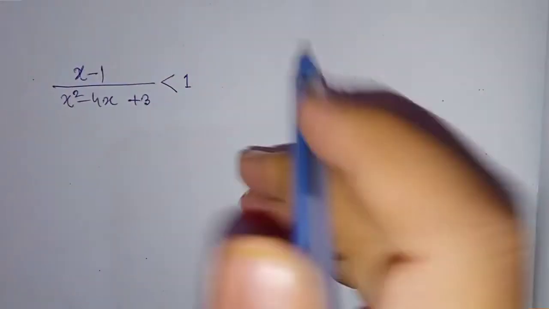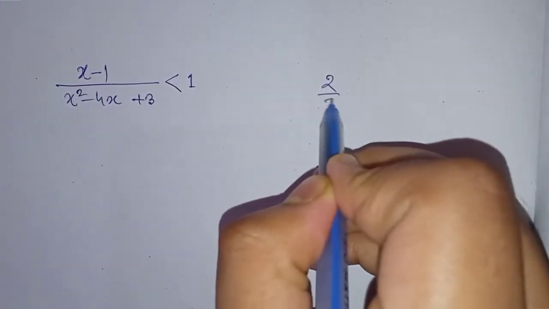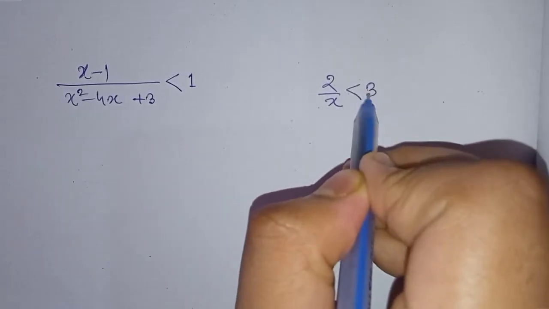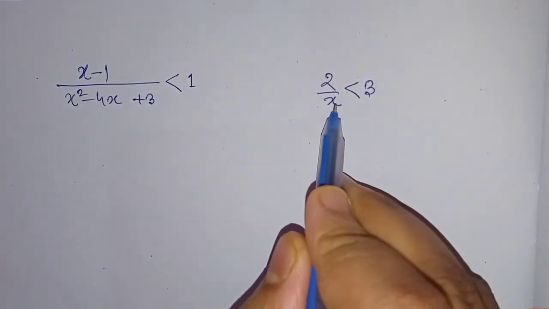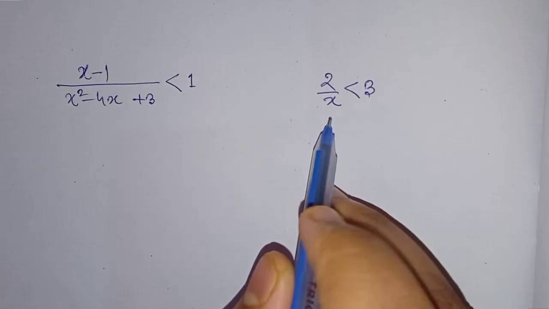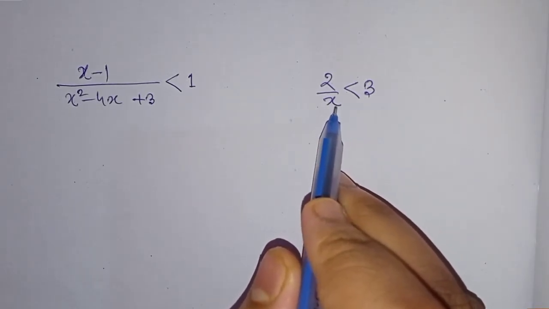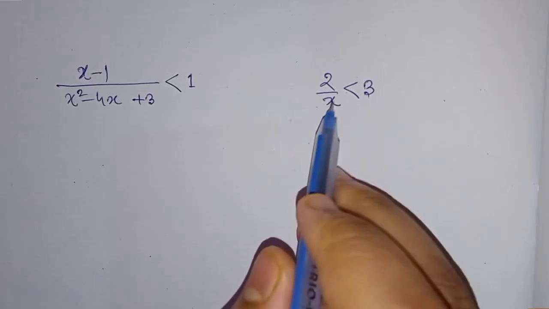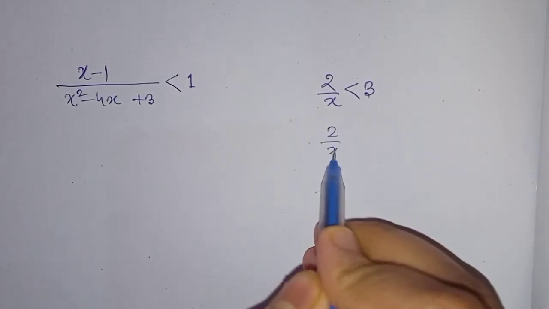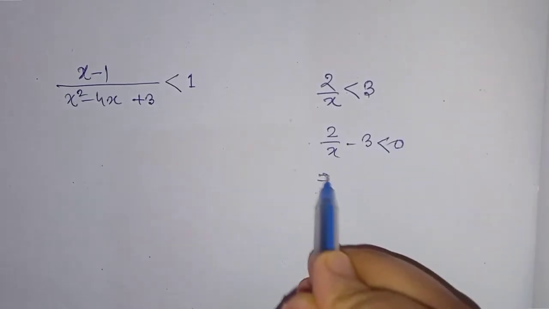Let me give another example. Like we have 2 by x less than 3. I cannot say that x is greater than 2 by 3. No, that will be wrong, because I cannot cross multiply by x. x is a variable, it may also be negative. So the best strategy is to bring 3 to this side and then simplify.